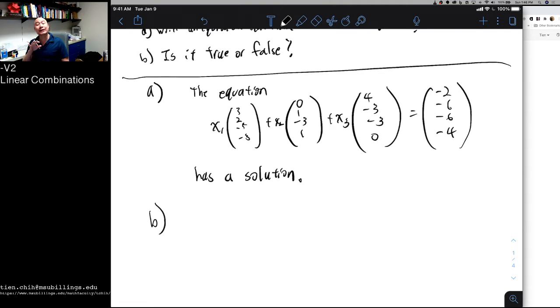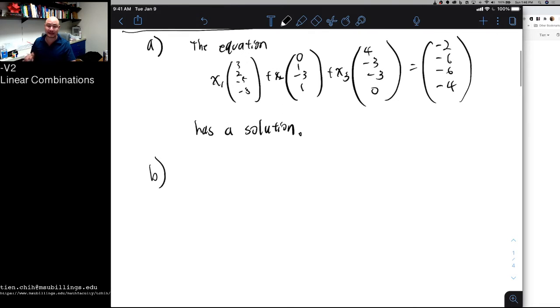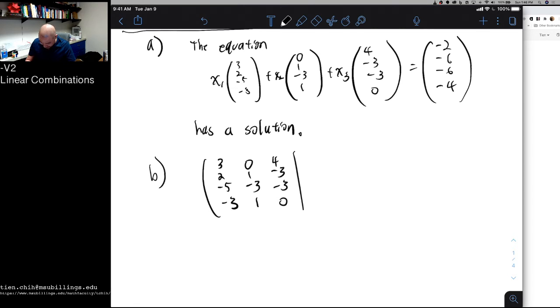So now that we've written the original statement as a statement about a vector equation, we can go ahead and solve it. And so now we're back to solving vector equations, which as we know is equivalent to solving a system of equations, which we know can be broken down to be a statement about augmented matrices. So let's go ahead and write down the augmented matrix form of all of this. So we have the columns (3, 2, -5, -3), (0, 1, -3, 1), (4, -3, -3, 0), and augment, and then our constants, (-2, -6, -6, -4).